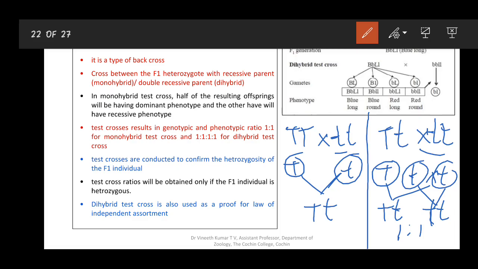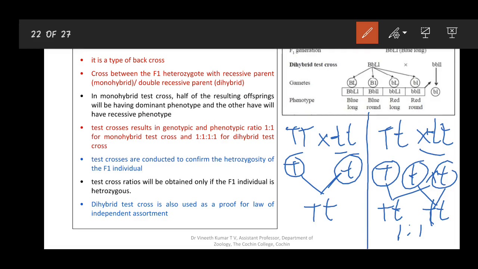I have a tall plant. I consider it to be either a homozygous dominant or a heterozygous. If it is heterozygous, after the test cross, you will get a ratio 1:1. If you get a ratio 1:1, you can confirm that the tall plant which was in question is a heterozygous plant. And after a test cross, if you get completely all individuals as tall, you can confirm that it is not heterozygous, it can be homozygous. So heterozygosity can be confirmed using test cross.